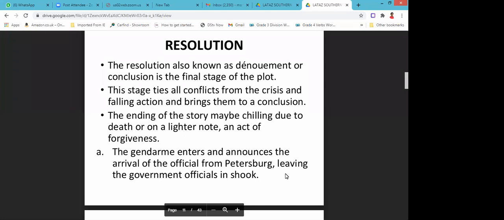For example, again, in The Government Inspector, the gendarme enters and announces the arrival of the official from St. Petersburg. Now this leaves the government officials in shock, because they realized the government inspector who they thought was the government inspector, Khlestakov, is not it. But with this news, now they are shocked. They need to go and meet the real government inspector.